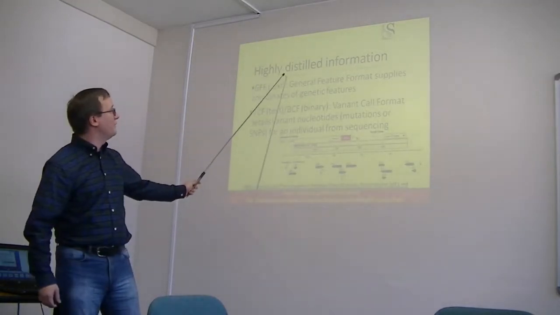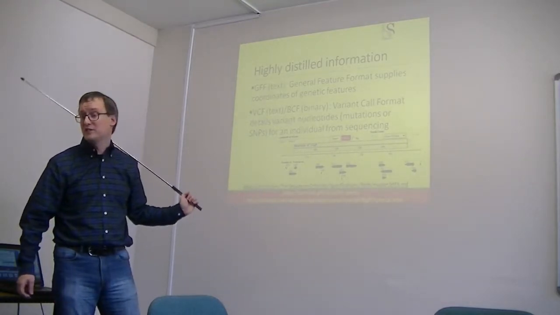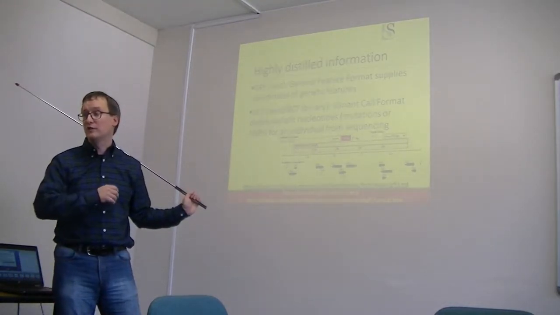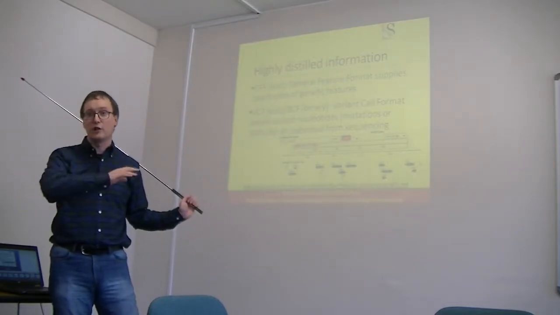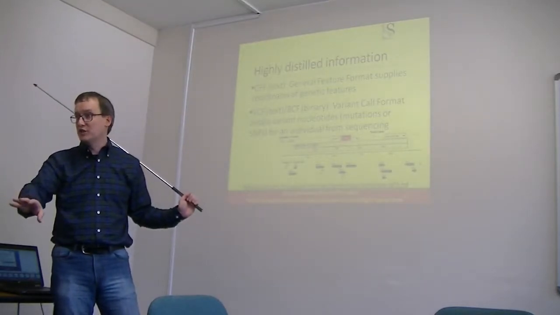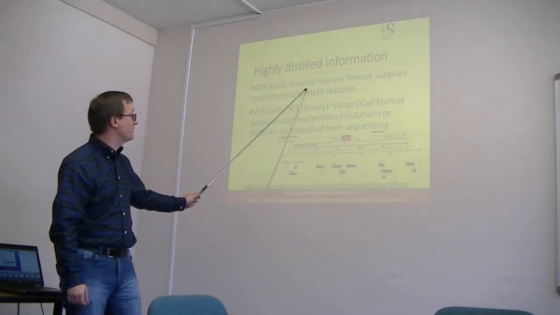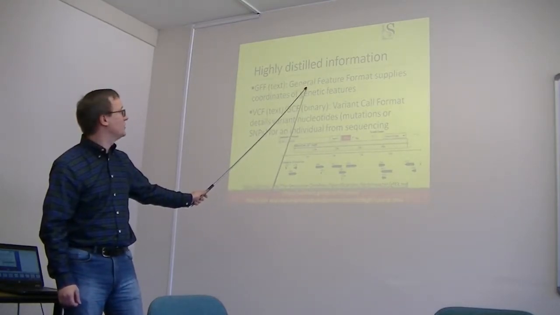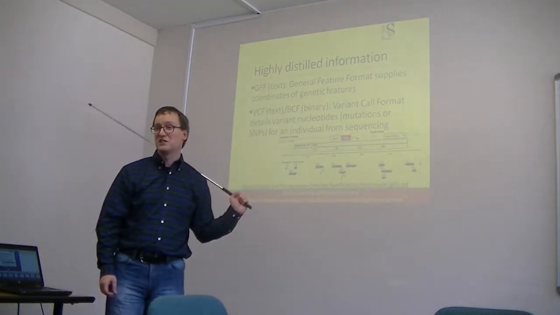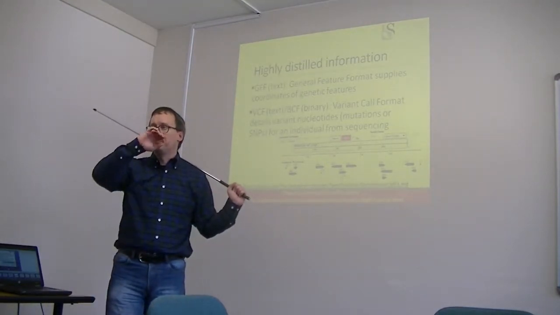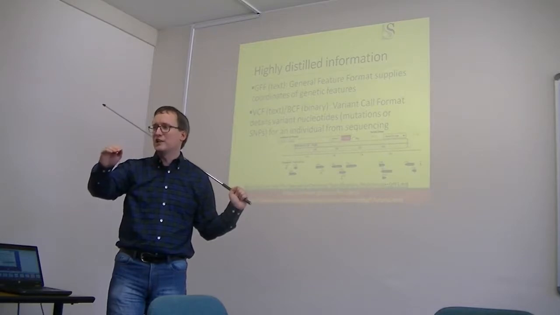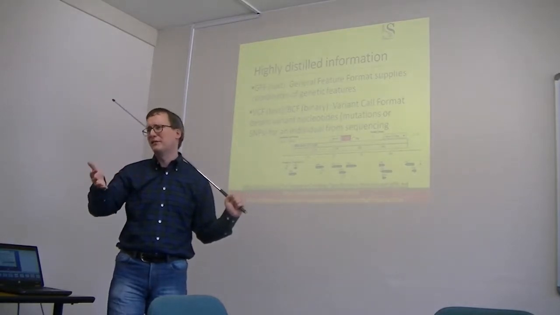So we also do a fair amount of highly distilled information. One of these examples comes from this world of genetic variation, trying to look across a population and say what genotypes do we see. One of the inputs from this is typically the general feature format, which gives us the ability to store our annotation in something more intelligent than just a FASTA file.